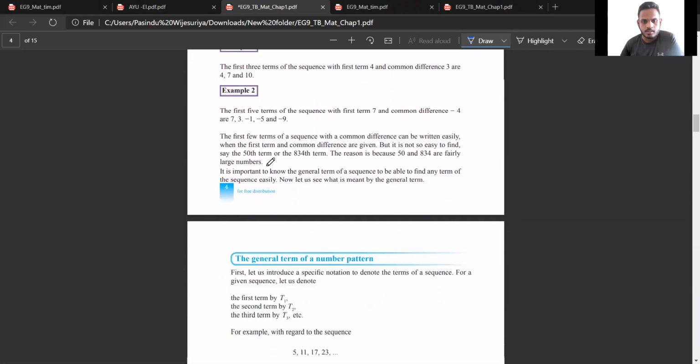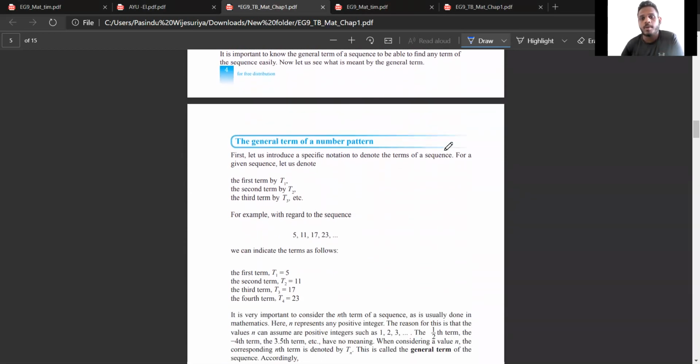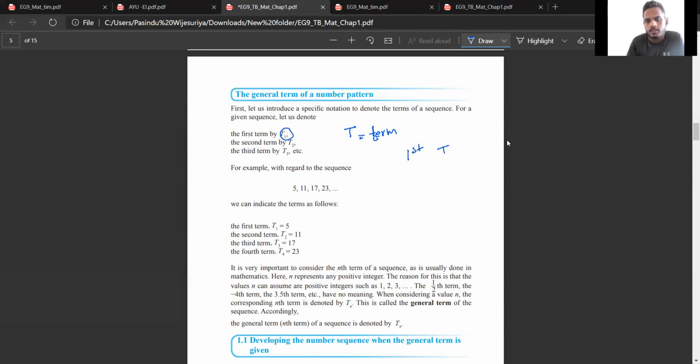Then it comes to other examples, and comes to the general term of a number pattern. This is talking about notations, so this is something that you have to remember roughly. T stands for term. So the first term is denoted by T1, the second term is T2, the third term is T3. Then if it's a sequence, we can indicate the terms as follows.